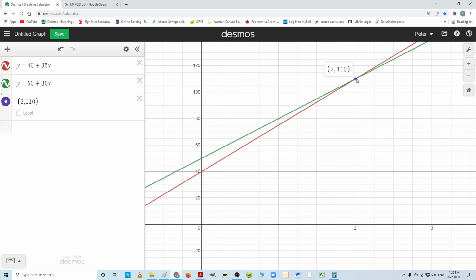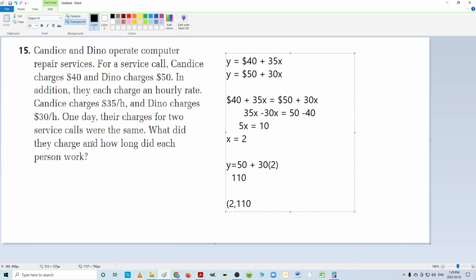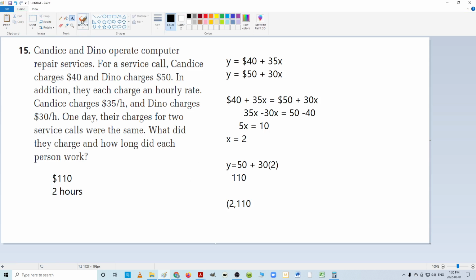So when their call is 2 hours long, that's when their prices are the same. So what did they charge and how long did they each work for? Well, they charged $110 and they worked for 2 hours. And if you're uncertain, go back to the question and add up Candace's charge if she worked 2 hours, and add up Dino's, and you'll discover it comes to the same amount. And the same amount was $110. All right, moving on.